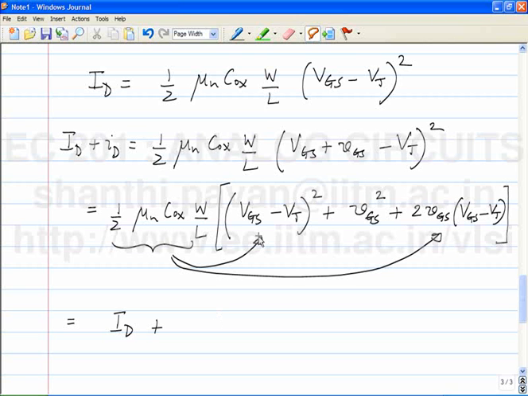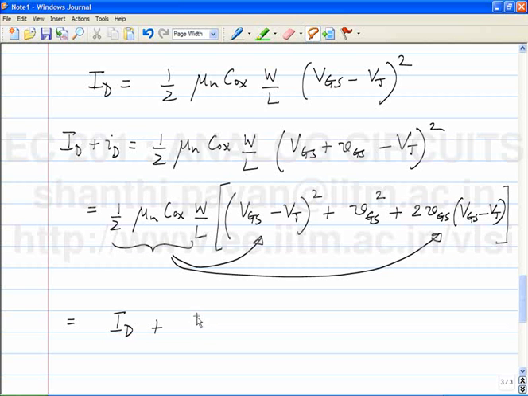What is that? Can somebody recognize this term? μn Cox W/L. This half gets cancelled with the 2. μn Cox W/L times small vgs times capital VGS minus VT. It is ∂ID/∂VGS times the incremental vgs. And what is ∂ID/∂VGS? It is the transconductance of the MOSFET, which is gm.